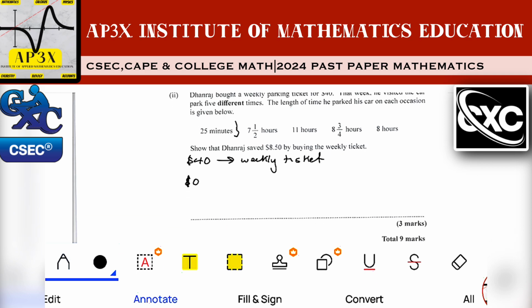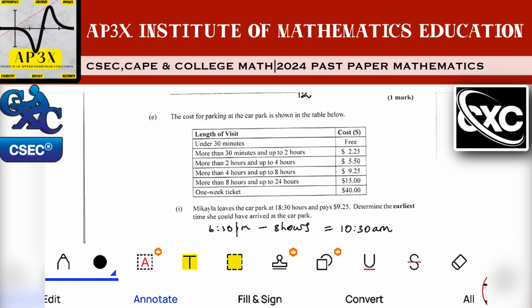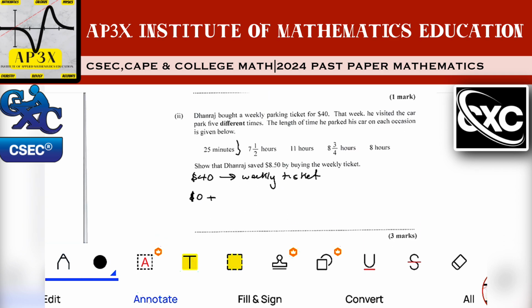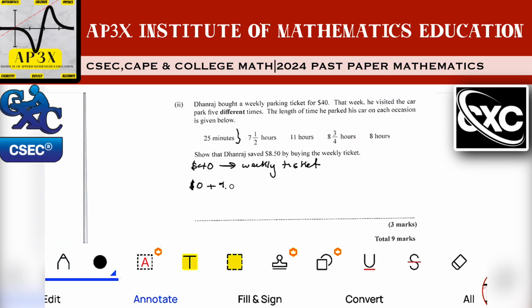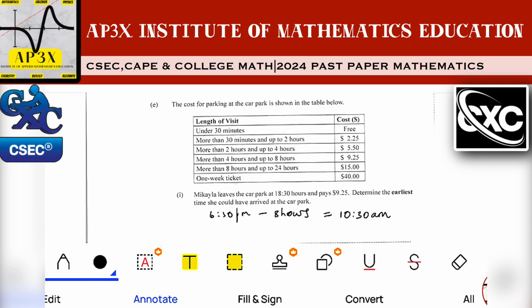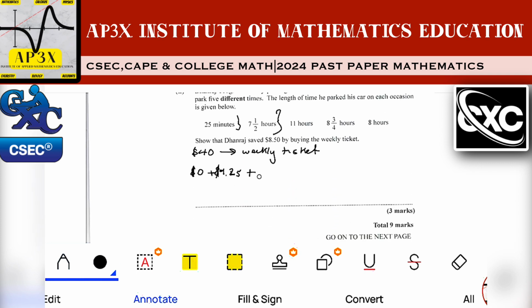All right, and then we're going to add that to the 7.5 hours he parked for. That's going to be $9.25, because 7.5 is between 4 hours and 8 hours. All right, let's just write that. So that's $9.25, and then we're going to add the third time that he parked, which is 11 hours. If you park for 11 hours, it says here more than 8 hours but up to 24, this is what he would have paid. So he paid $15 that day.